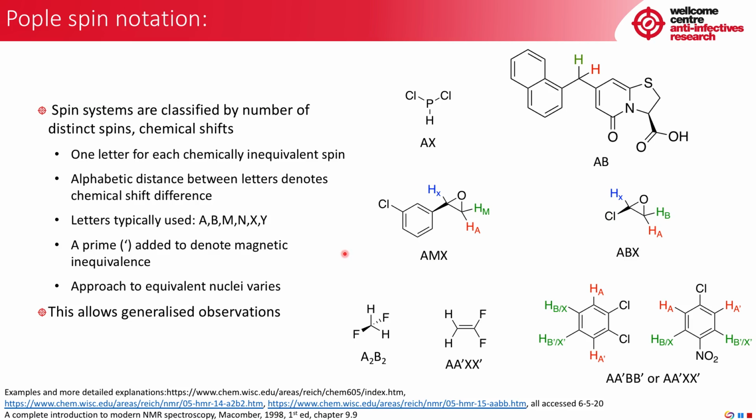In addition to the lettering based on chemical shift, we also add primes to denote magnetic inequivalence. So here we have a system, a difluoromethane system. The hydrogen atoms are always equivalent to one another, and the F's, the B nuclei, are always equivalent to one another. You could call this A2X2 if you preferred.